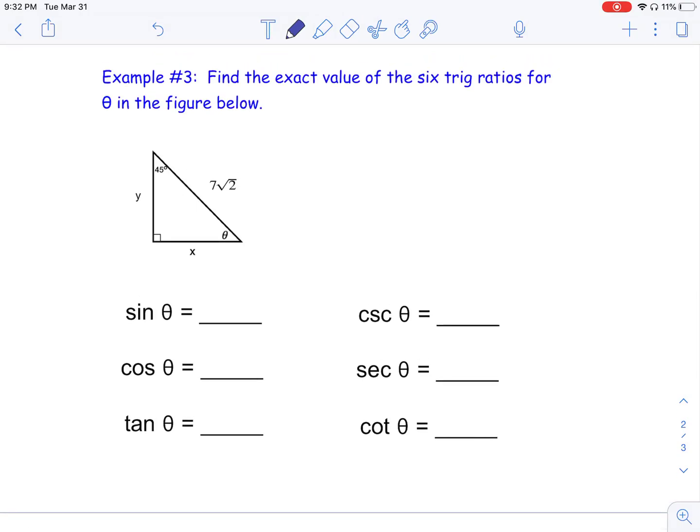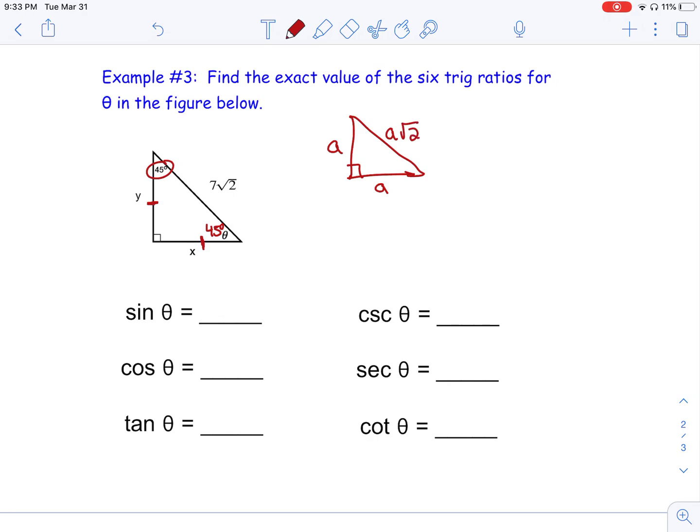Okay, so now this looks a lot like the last example, but we can't use the Pythagorean theorem to find the missing sides. But what I can notice is that this is a 45, 45, 90 triangle. So that means this side is 45. So these two sides are equal. So if we think back to a 45, 45, 90 triangle, this side is A, this side is A, this side is A radical 2.